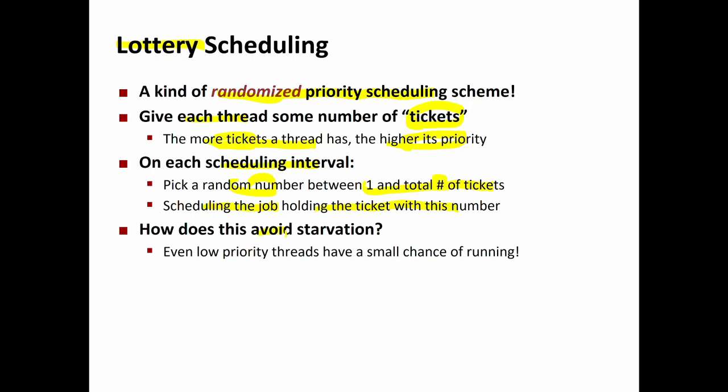Now, how does this avoid starvation? If you give more than 0 tickets to each thread, even the low priority threads will still have a small chance of running. So there is no deterministic starvation problem in this case.